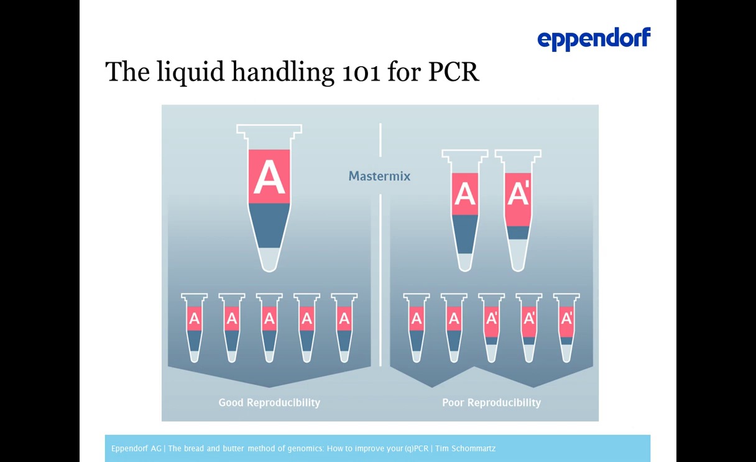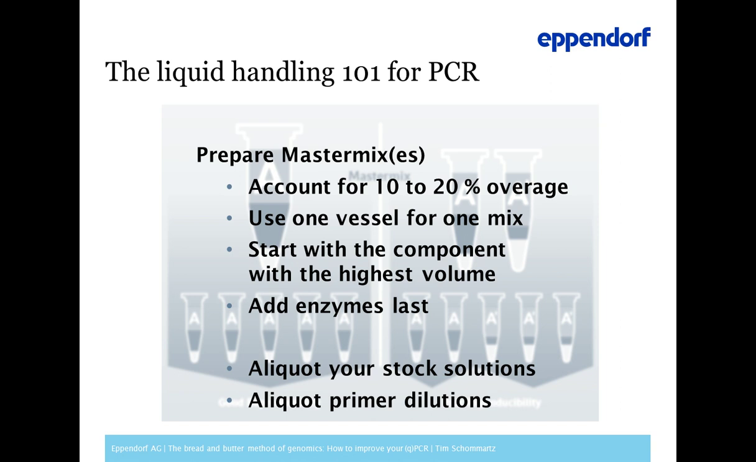So do a master mix, and do a master mix for every set of primers that you have. Even if you have 10 sets of primers, you should do 10 master mixes. Don't try to put your reagents together one by one. So it's important to prepare master mixes. I would always account for 10 to 20% overage when you are preparing your master mix. I would use one vessel for one mix. So don't split your mix up, and don't prepare it in 2 separate vessels, because the results will vary. I would always start by pipetting the component with the highest volume, and you should add your enzymes last so that they can stay cool as long as possible.